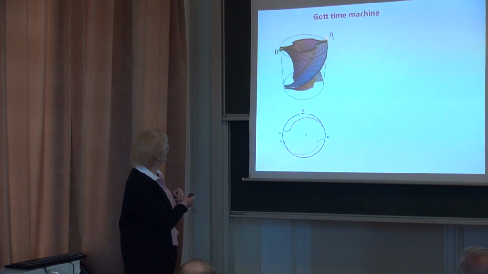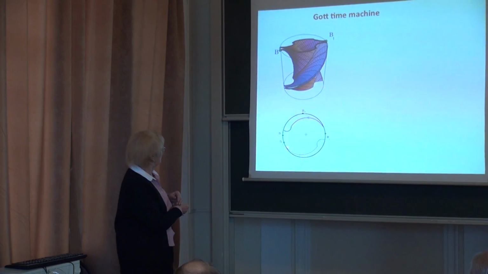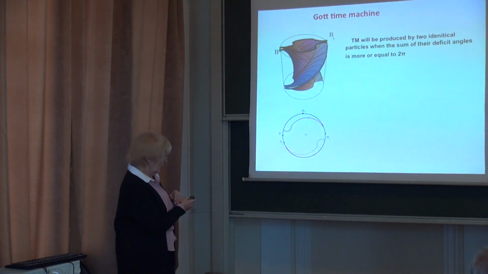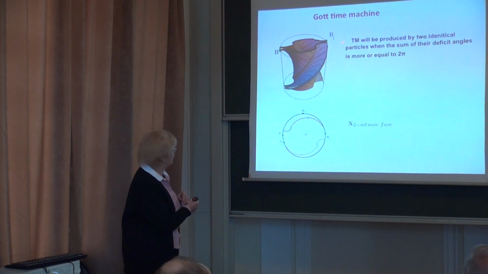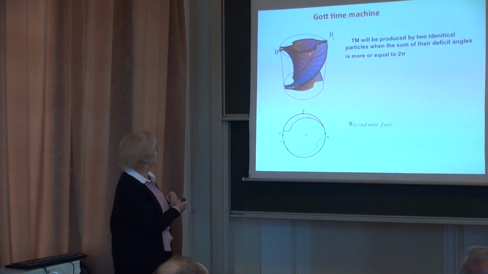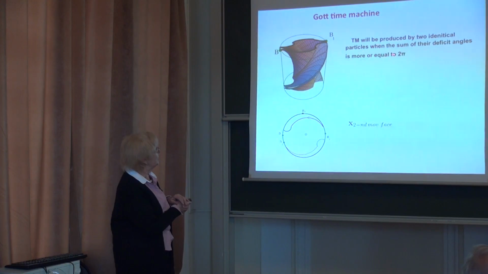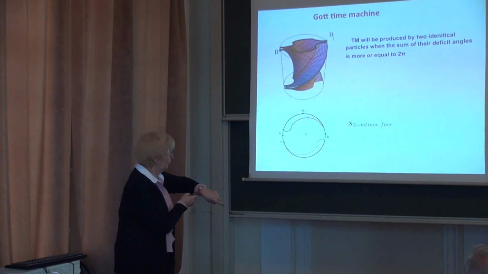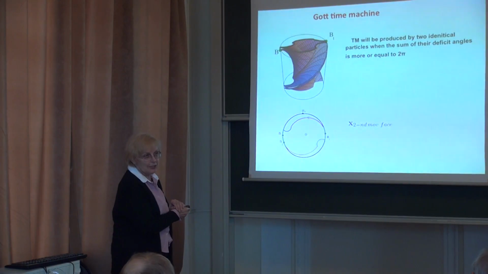This is our cylinder. This is the first wedge. This is the second wedge, and here is a picture for the session. And as was recognized by Gott many years ago, if the sum of two deficit angles, if you consider non-identical particles, is more than 2 pi, then you will get a time machine.